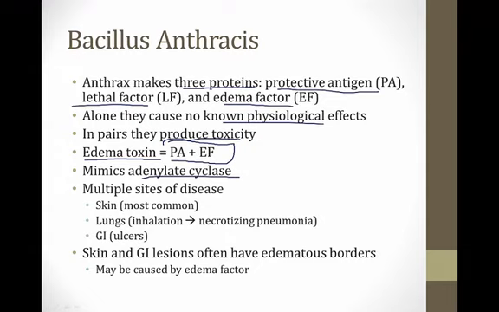Now, anthrax causes disease in lots of different sites. The skin is most common, but also it can cause a necrotizing pneumonia in the lungs, and it can cause ulcers in the GI tract. But one thing you need to know, especially for step 1 about the skin and GI lesions, is that they often have an edematous border that may be caused by edema factor. So these anthrax lesions will often look like a black circle of necrotic skin tissue, for example, but surrounding it will be a little area of swollen skin tissue. And they may ask you this, but that swollen area is caused by edema factor and increased fluid secretion related to the exotoxin of the bug.